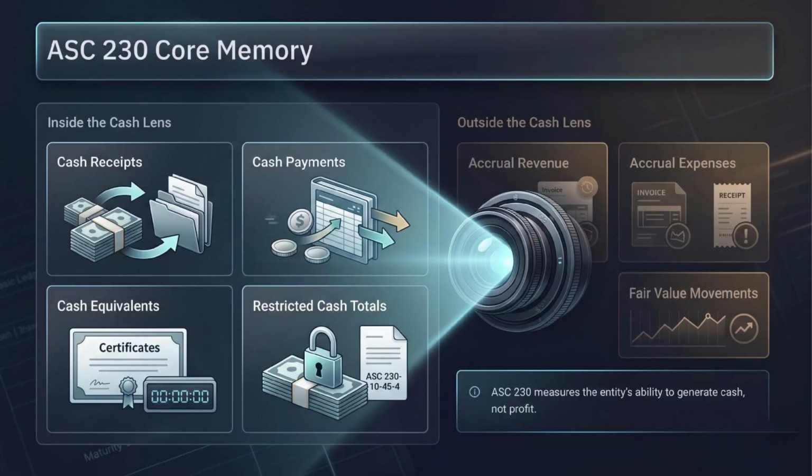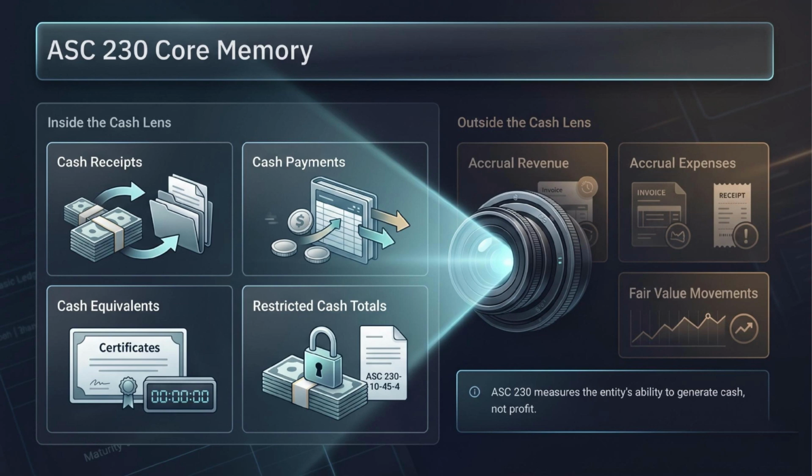ASC 230 begins with cash movement. Inside the cash lens, we have cash receipts, cash payments, cash equivalents, and restricted cash totals included in beginning and ending cash balances. Outside the cash lens, we have accrual revenue, accrual expenses, and unrealized fair value movements. Those items may affect net income, working capital adjustments, or disclosures, but they are not cash flows by themselves.